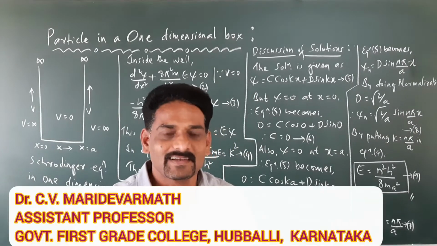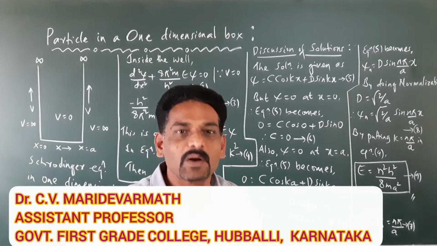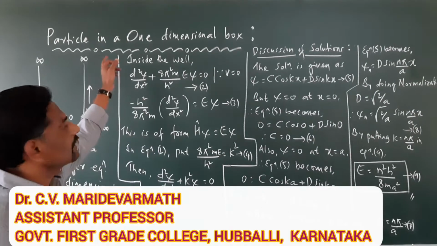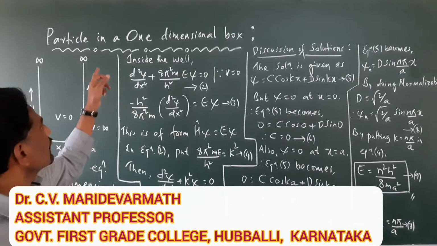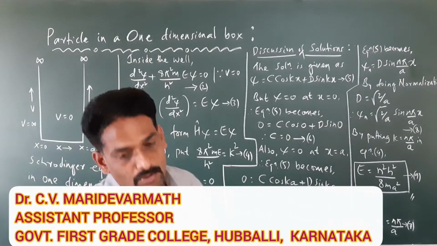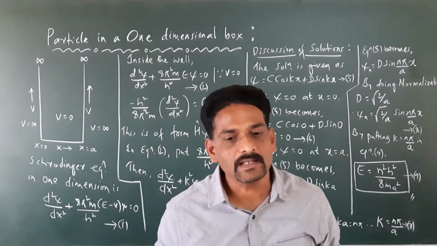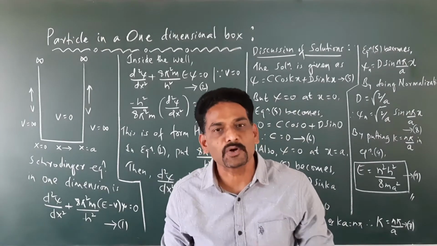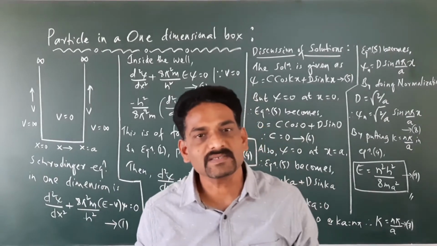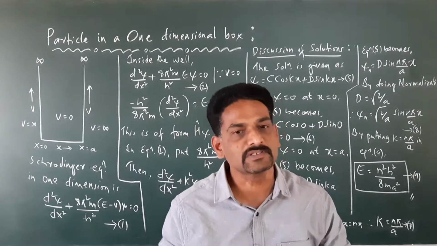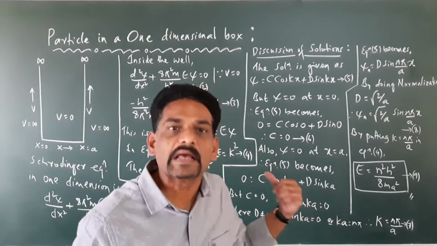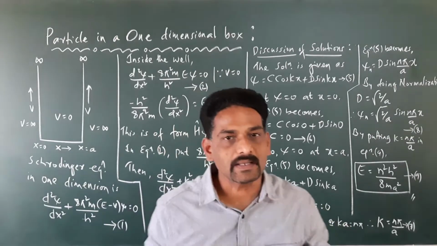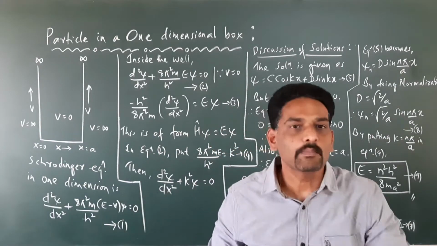Dear students, in this class we will discuss what is known as a particle in a one-dimensional box. This is basically an application of the Schrodinger equation. In the previous class, we derived the Schrodinger equation. This is one of the applications of the Schrodinger equation.